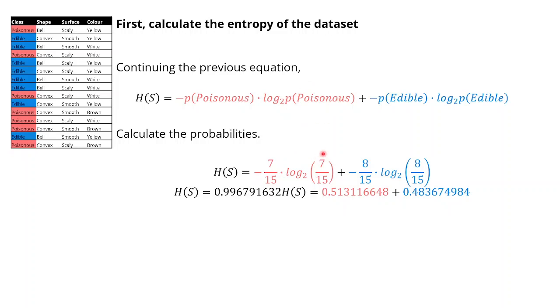The next one is 7 over 15 again, the probability of poisonous. For edible, how many do we count? So the probability of edible is 1, 2, 3, 4, 5, 6, 7, 8. So that's why we write 8 divided by 15. Okay? Because we have 15 rows. Same here, 8 over 15.